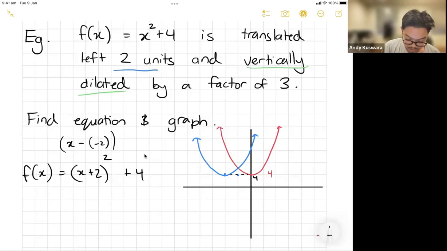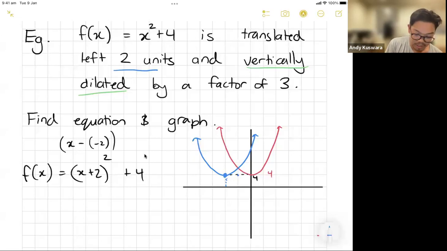And so here, you can see that in this particular case, my value here, let's see, (x plus 2) squared, yeah, minus 2 plus 4. It's just going to be there, actually. And now let's do the vertical dilation. This is probably the more difficult part.